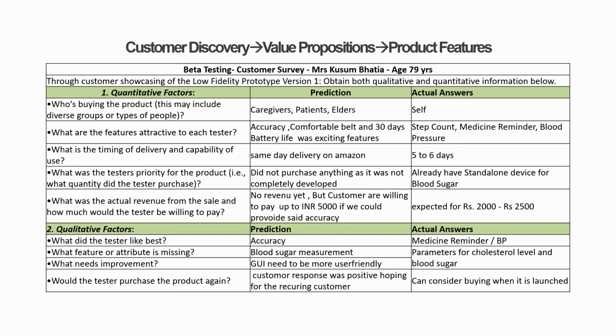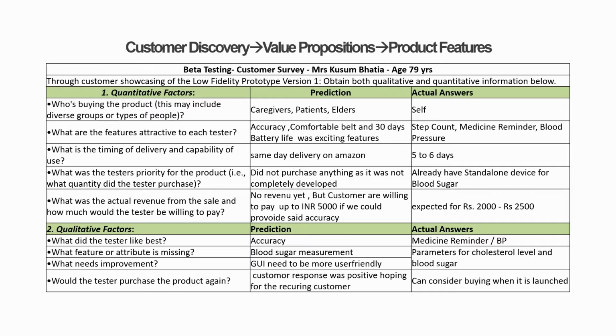Next one was Mrs. Kusum Bhatia, aged 79 years old. Through customer showcasing of this low fidelity prototype again to this person, this person basically looked at different aspects of the product, the features, and gave several answers. So, what they really found useful was the step count, the medicine reminder, the blood pressure measurement. They were okay to wait for 5 to 6 days. So, this way if we get a lot of responses, we will be able to know the average amount of waiting time which these folks can really be patient on, right.